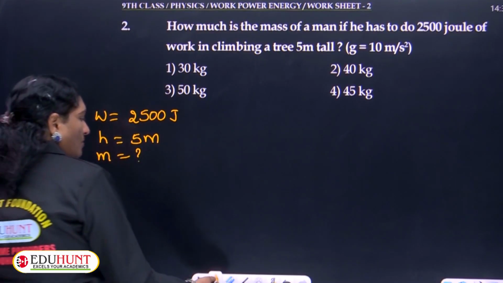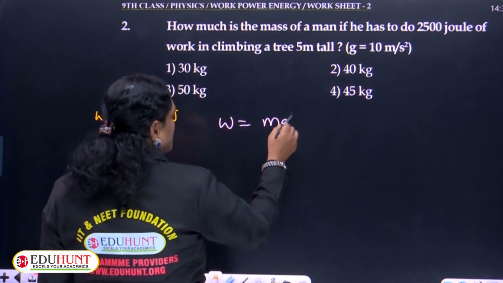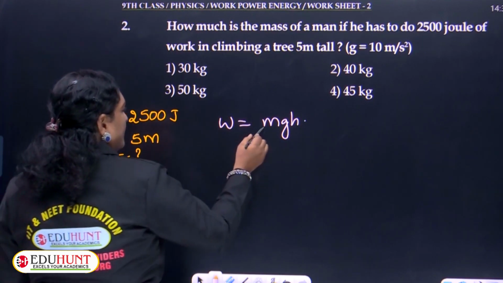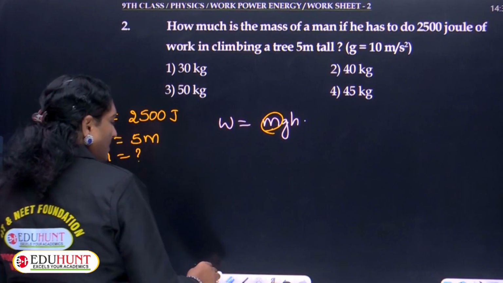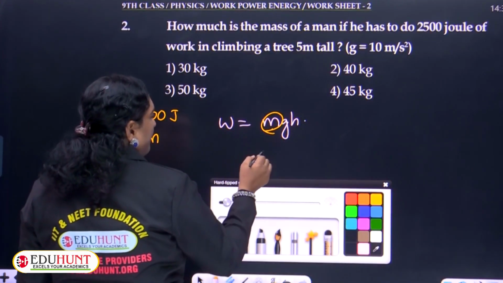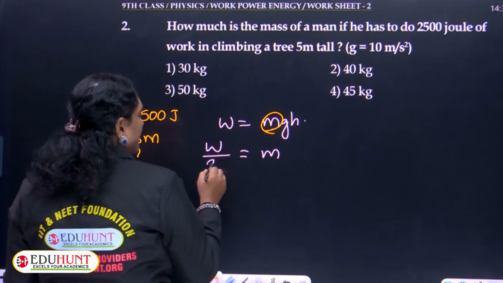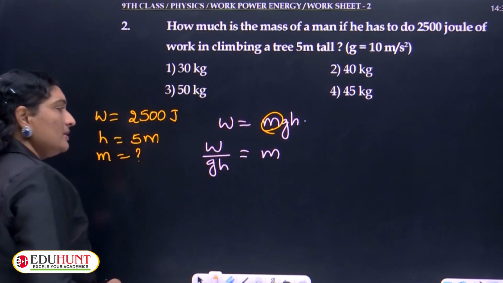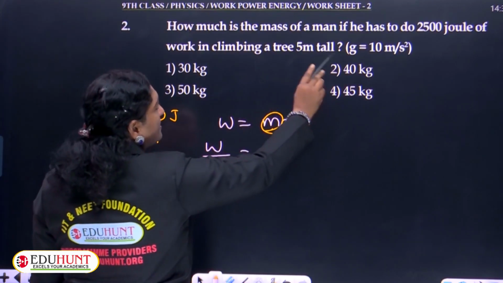As we know, the formula for work done is W equals mgh. Hence, as you are asked to find the mass, the value of mass m is equal to W by, bringing the g h this way, W by gh. Hence, the value of m is equal to, where is the work done, children?